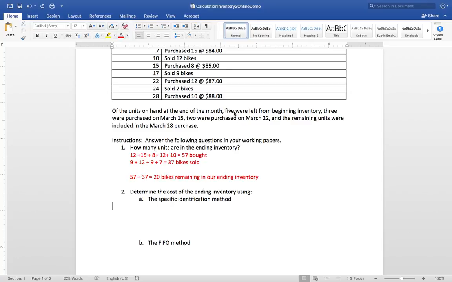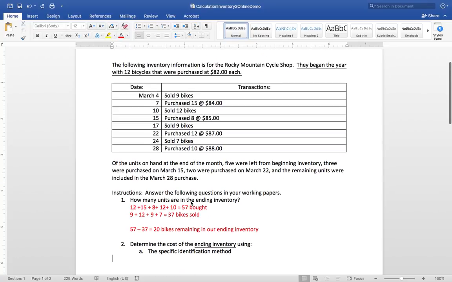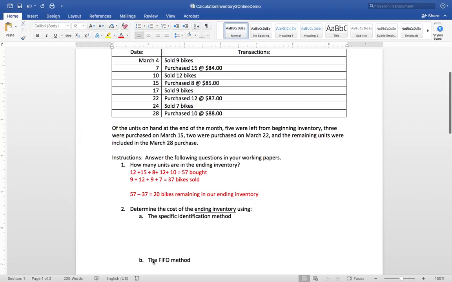So here we have 5 that were left from our beginning inventory. Our beginning inventory was $82 each. So 5 times 82 is $410. Then it says 3 were purchased on March 15th. When we purchased on March 15th, they were $85 apiece. So 3 times 85 is $255. Then it says 2 were purchased on the 22nd, so 2 at 87.